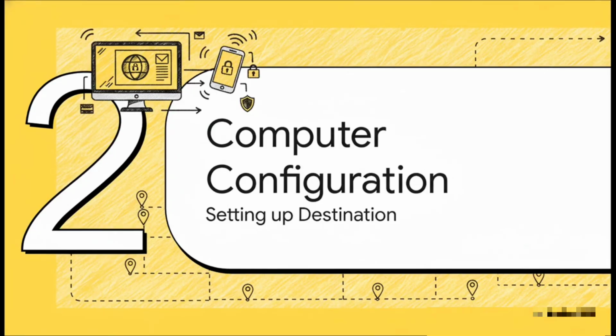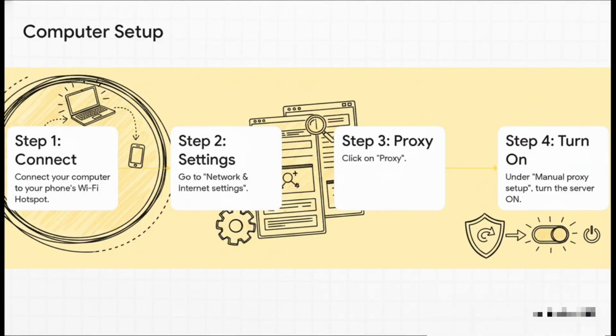And now for part 2, setting up the computer. All we have to do here is just point it in the right direction so it knows where to find this new internet connection your phone is making. On your computer, open up your Wi-Fi list and connect to the hotspot you just made on your phone. Once you're connected, you'll need to dive into your computer's settings. Look for Network and Internet, and inside there, you should find an option for Proxy.